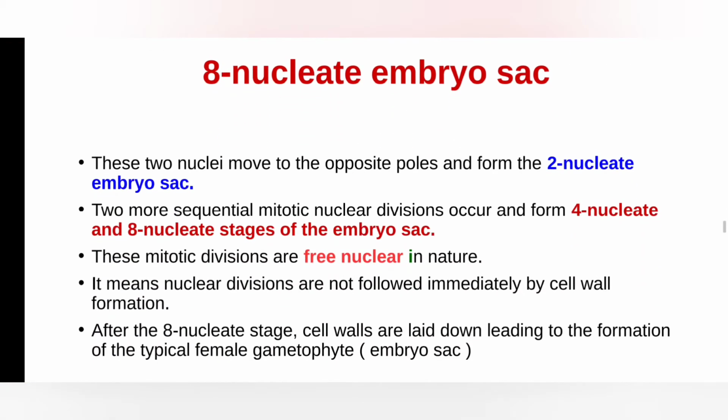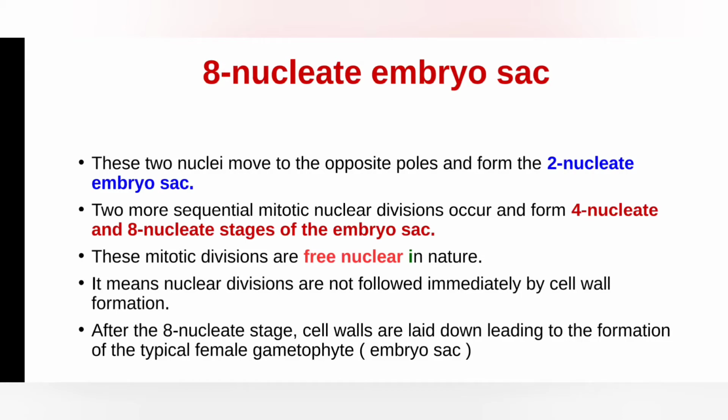The next topic, very important one, 8 nucleate embryo sac. What is meant by 8 nucleate embryo sac? It means an embryo sac which contains 8 nuclei. Now let us see how these 8 nuclei are formed. Already we have learned that 2 nuclei are formed. These 2 nuclei move to the opposite poles and form the 2 nucleate embryo sac.